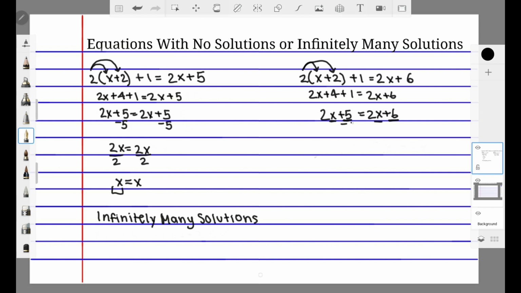Alright, let's get rid of the 5. Now we have 2x is equal to 2x plus 1. Again, already showing that it doesn't make sense. But let's just go with it. Let's subtract 2x on either side. Now we have 0 is equal to 1. And we already know that 0 does not equal 1. 1 equals 1, and 0 is equal to 0. But 0 does not equal 1. So in this case, the equation has no solutions.